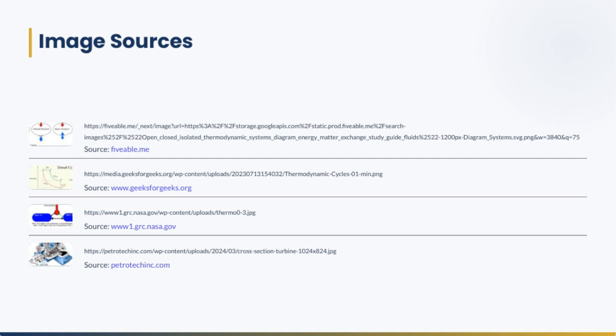These images collectively highlight the core concepts we've discussed: how turbines operate within thermodynamic cycles, the importance of system boundaries, and the flow of energy and matter. Recognizing these sources not only gives credit, but also shows the diverse perspectives and detailed visuals that support our understanding of energy systems. These visuals are crucial because they make complex ideas more tangible, helping us see how theory translates into real-world applications.